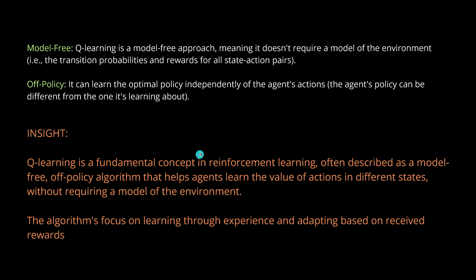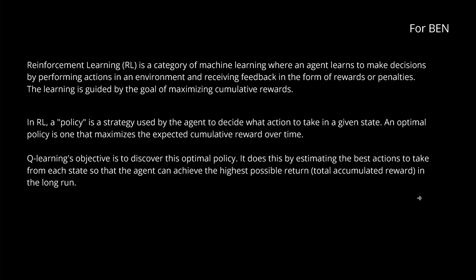So what is the insight? Q-learning is now a fundamental concept in reinforcement learning, often described as a model-free off-policy algorithm that helps an agent learn the value of actions in different states without requiring a model of the environment. And this is beautiful, without requiring a model of the environment. This is what we're looking for. The algorithm focuses on learning through experience and adapting based on received rewards. Easy as that.